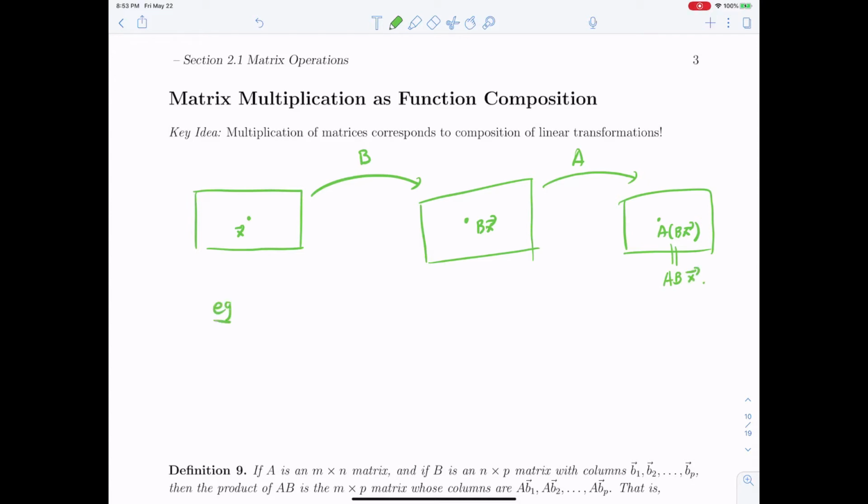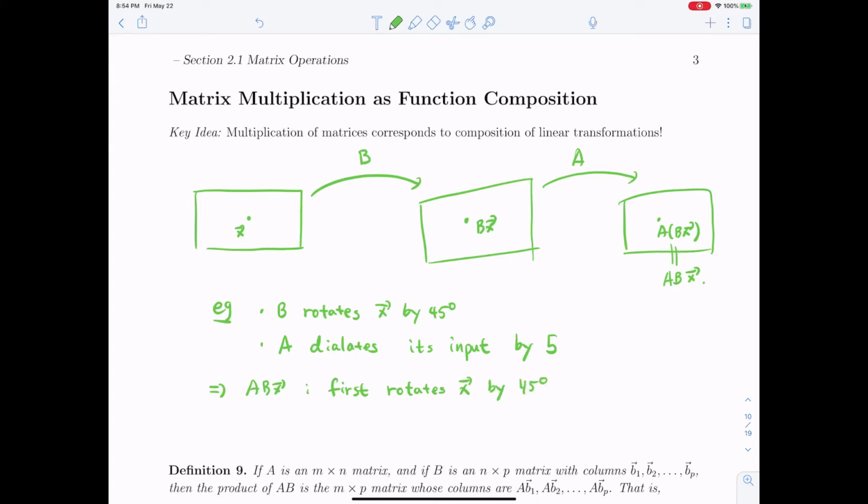For example, suppose that B rotates X by 45 degrees, and let's say A dilates its input by a factor of 5. Then for ABX, you first apply B to X, which rotates X by 45 degrees, and then you stretch that vector by a factor of 5. So intuitively, you can think of the composition of functions as layering of the given transformations.